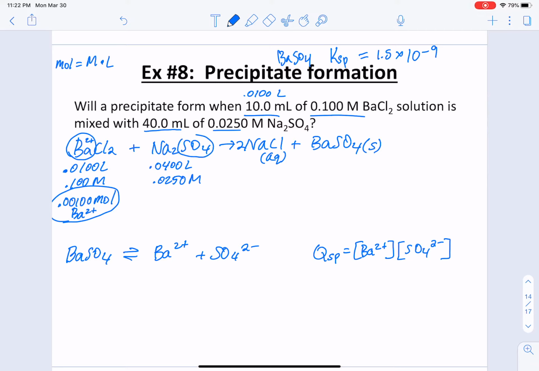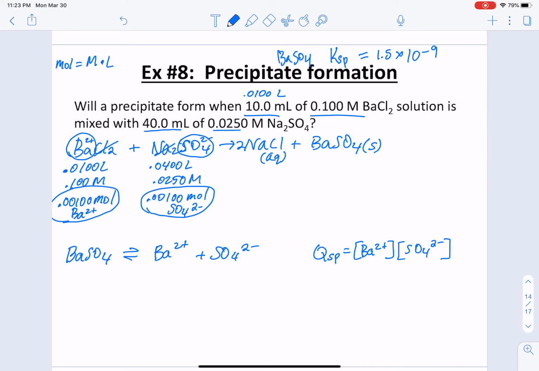Now I'm looking for the number of moles of my sulfate ions, since I know that sodium ions and chloride ions are spectators. Again, taking molarity, 0.025 times volume, 0.04 liters, and I end up with 0.001 moles of sulfate ion. So there's just one sulfate in that sodium sulfate. There's just one barium in barium chloride. And so here's my number of moles.